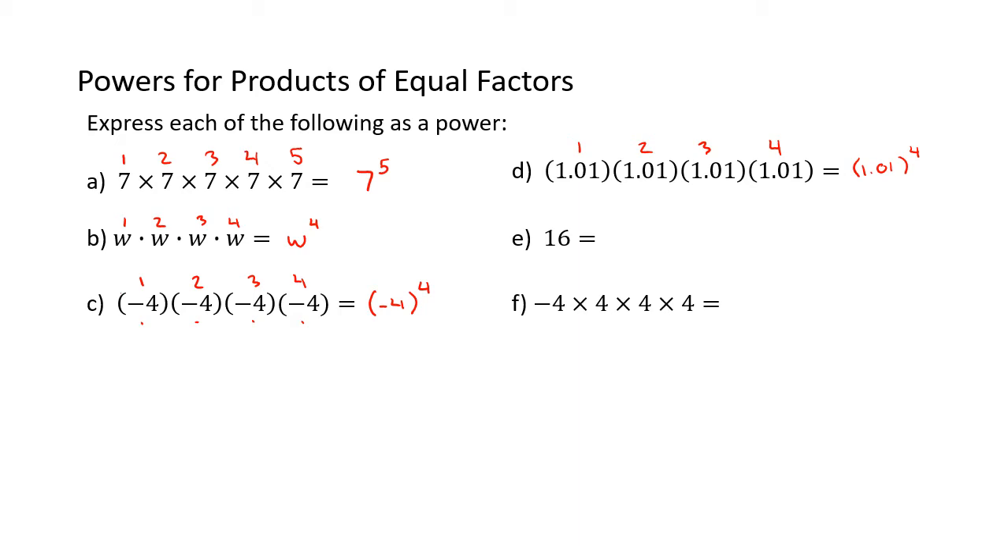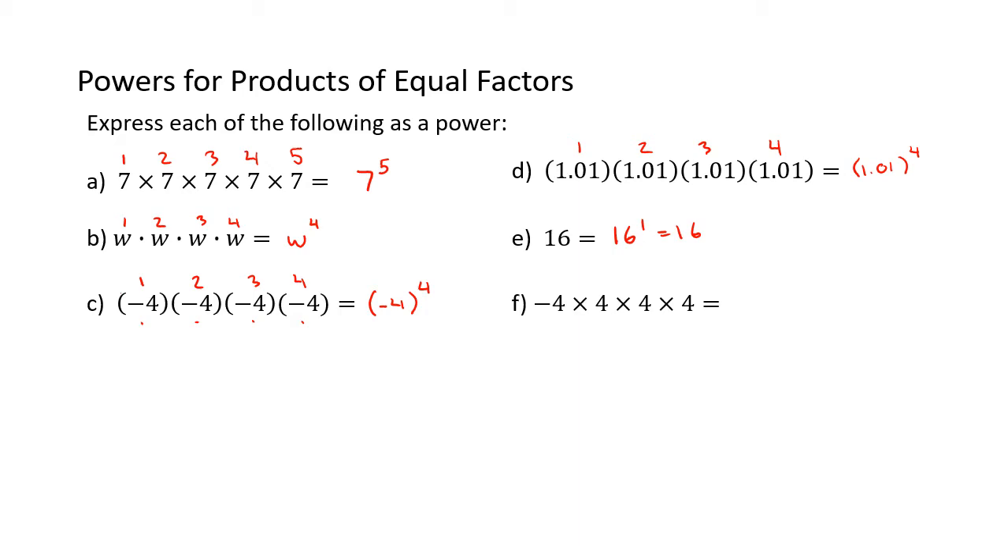Example E just has the number 16, not multiplied by anything. The reason I show this example is that if you have just a number, that means 16 to the exponent 1. There's only one value of 16, so we often just write that as 16. But when you start multiplying and dividing exponents, knowing that the number 16 is actually 16 to the exponent 1 becomes important.